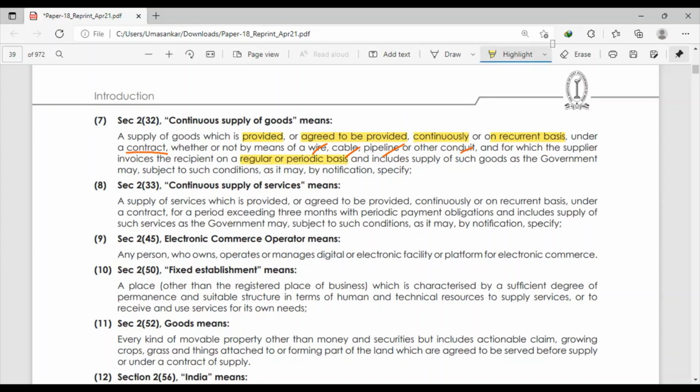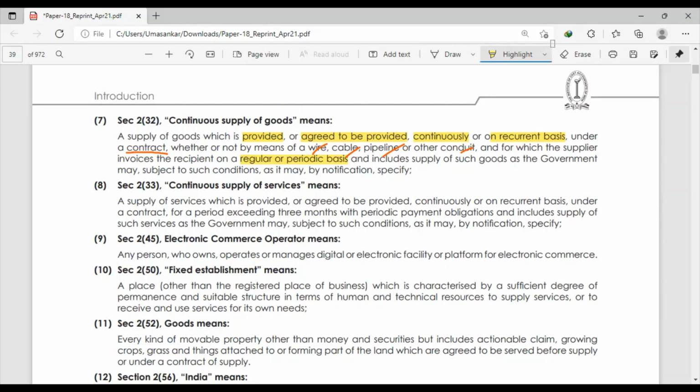So continuous supply of goods means, for example, some inputs: you will have a contract with the supplier that every month in the first week you need to provide all the consumables for our shop. I have just given an example. So every month, first week, he will be giving on a recurrent, regular or periodic basis. As I've said, every month first week, he needs to supply our consumable items or provision items. So we have already signed the contract, and every month on a regular or periodic or requirement basis, he needs to supply continuously. That is continuous supply of goods.